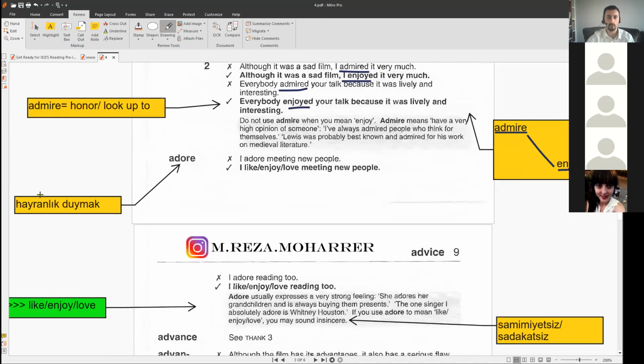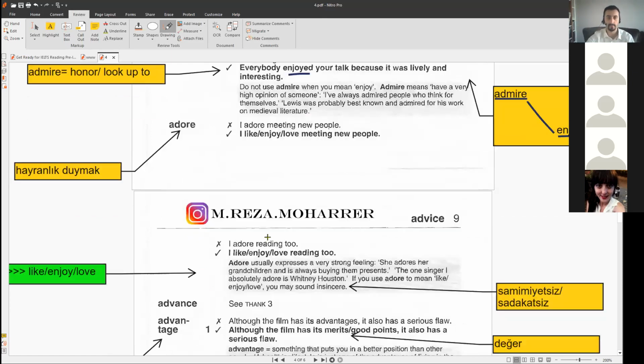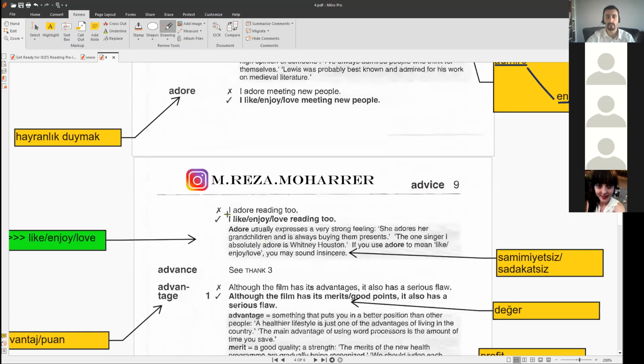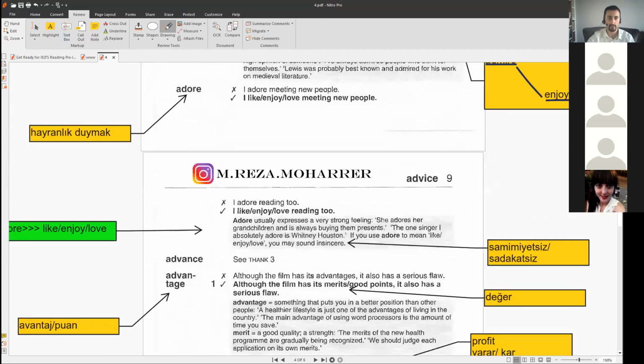Yep. Adore, as you see here, means hayranlık duymak. Again, it's far from like, love, or enjoy. Read this example. I adore reading too. I enjoy, love reading too. Yep. So not I adore reading too, but I like or enjoy, love reading too. Wait a moment, let me zoom out here a bit so you can see it better.